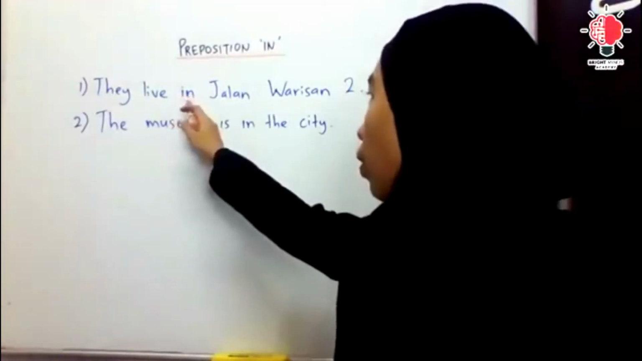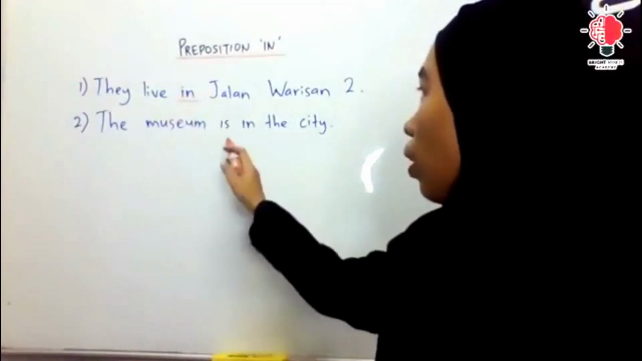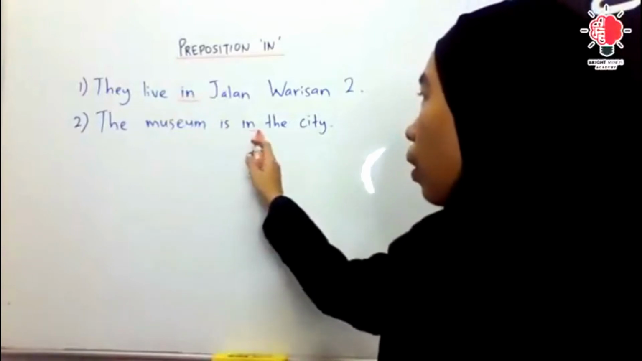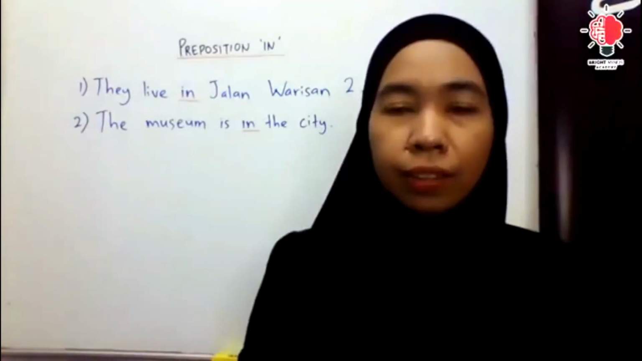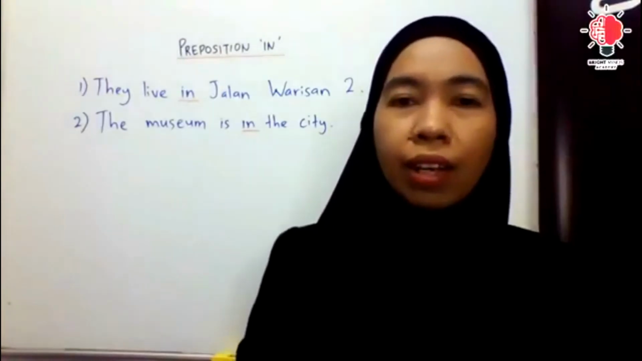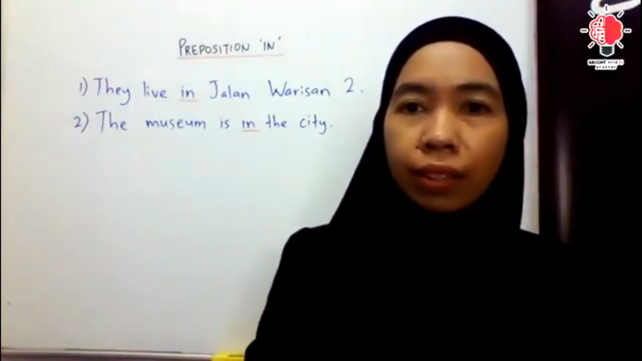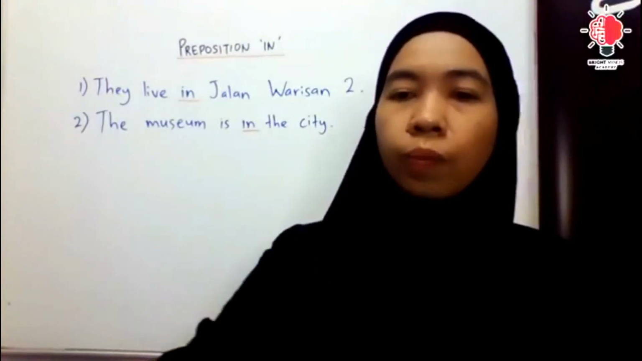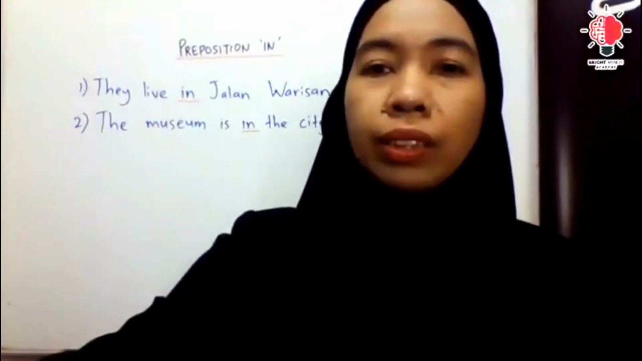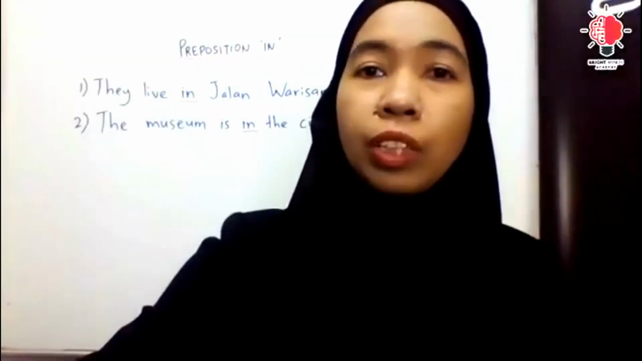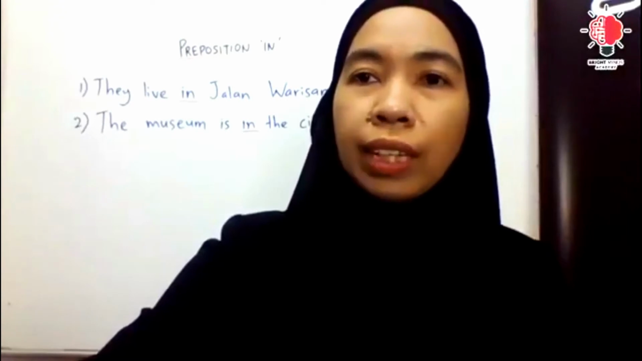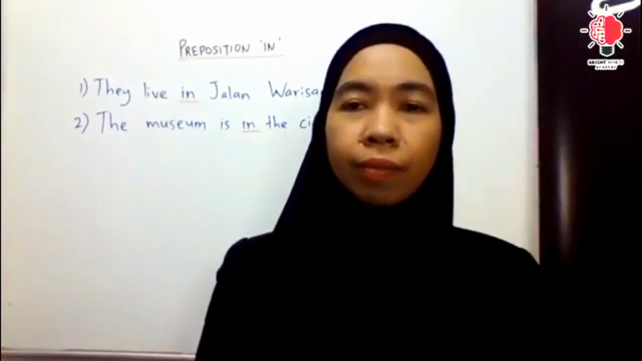They live in Jalan Warisan 2. The museum is in the city. So, which one is the correct sentence? Okay. So, to answer this question, I'm going to explain to you how to use preposition in.